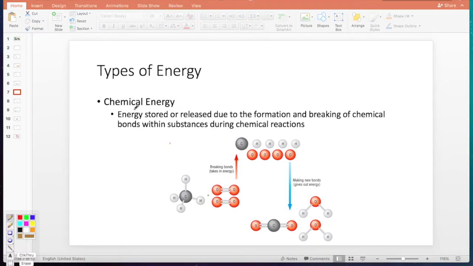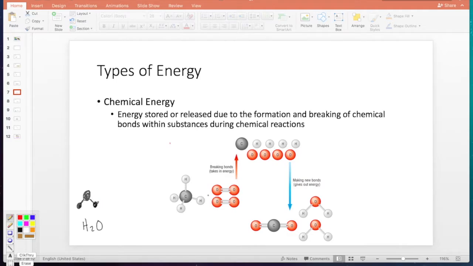Chemical energy is energy that is stored or released due to the formation and breaking of chemical bonds during chemical reactions. So remember what I said earlier, atoms can sometimes be bonded to each other, stuck together really, really strongly. So this was my example of water. Two hydrogen atoms, H2, one oxygen atom, H2O, stuck to each other through strong chemical bonds.